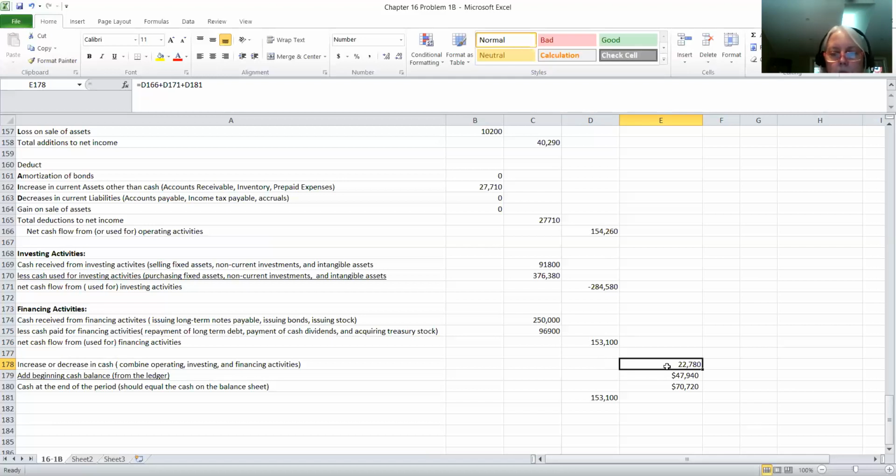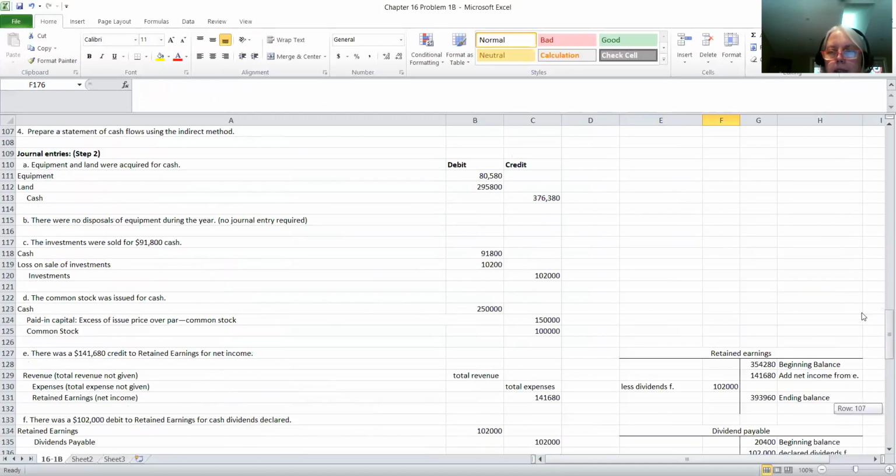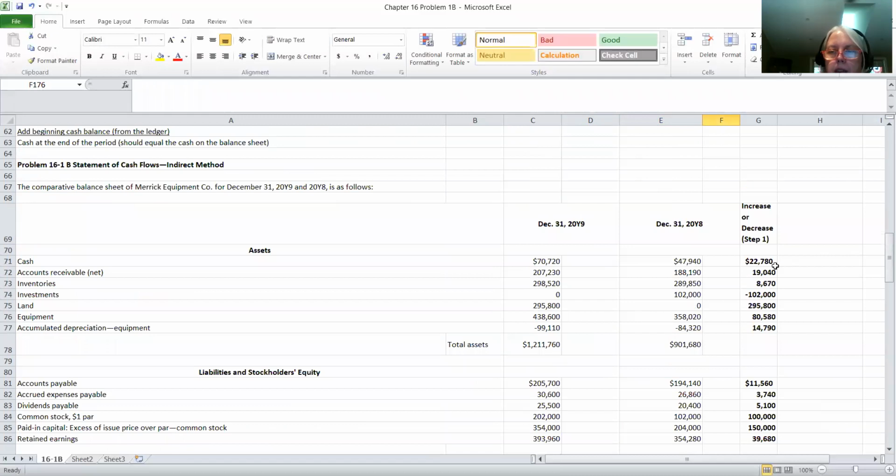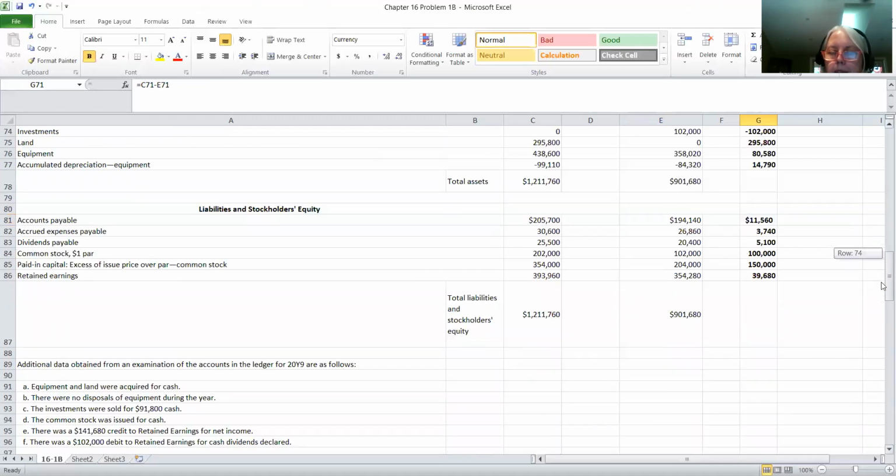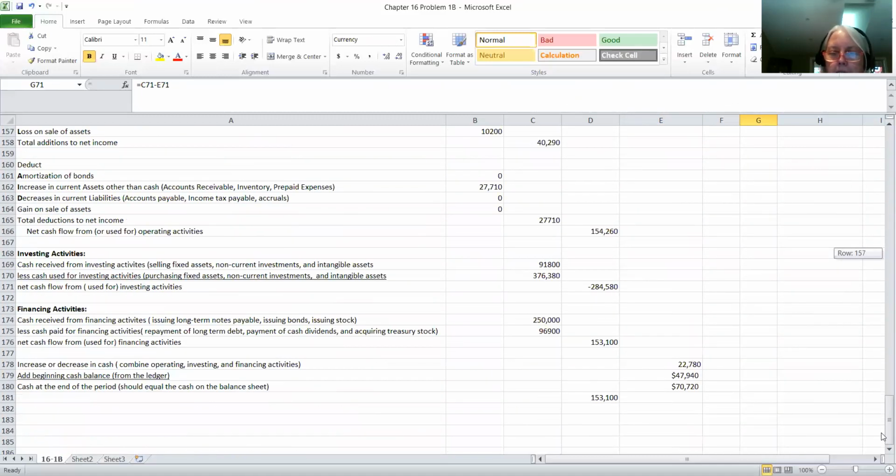cash. We can check this figure here by looking at our balance sheet and seeing that it matches with the increase that we found from 2008 to 2009. So that increase in cash has to match what you came up with on your balance sheet as an increase in cash. We're going to add the beginning cash balance to that.